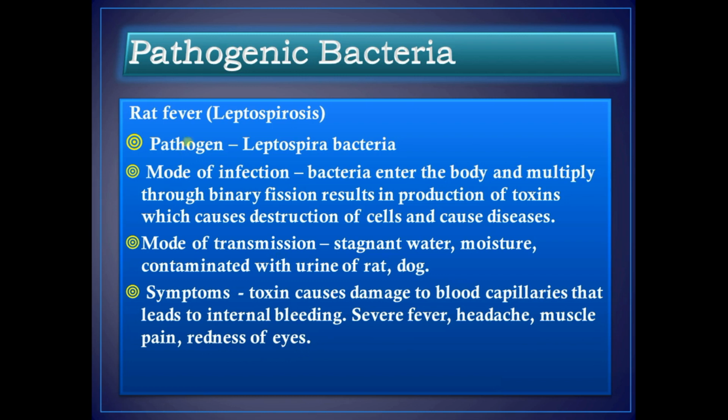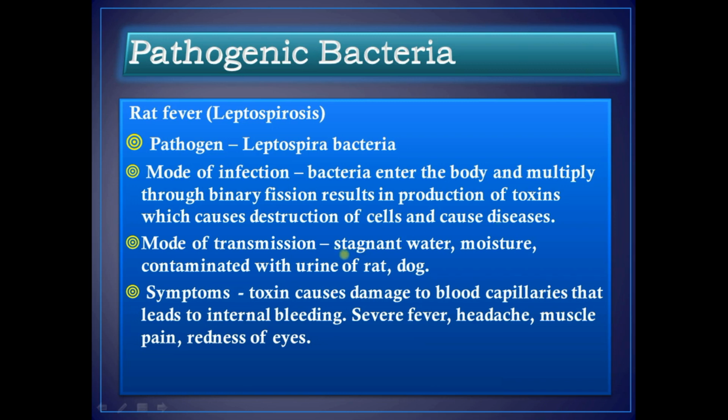So what is rat fever? Rat fever is also known as leptospirosis, and the name of the pathogen, pathogen meaning the particular bacteria that causes the disease, is Leptospira bacteria. And how does it cause disease? They enter our body and multiply through binary fission, which results in production of toxin. So they are dumping the waste in the form of toxin, which disturbs the function of our cell, and finally it will result in diseases.